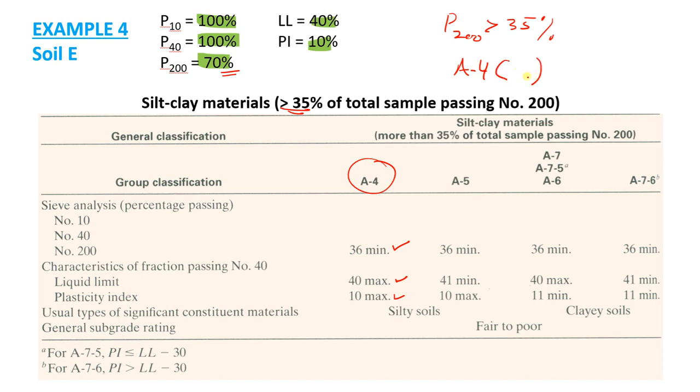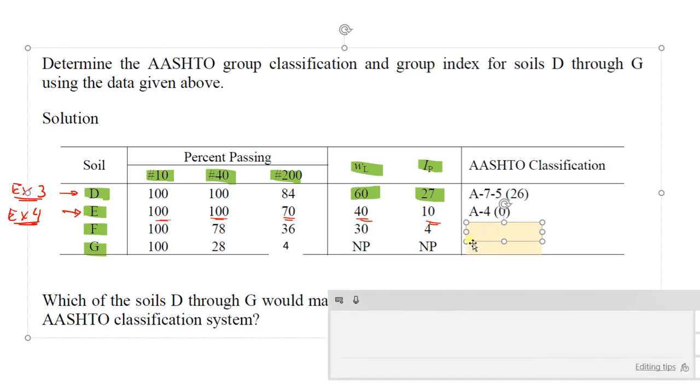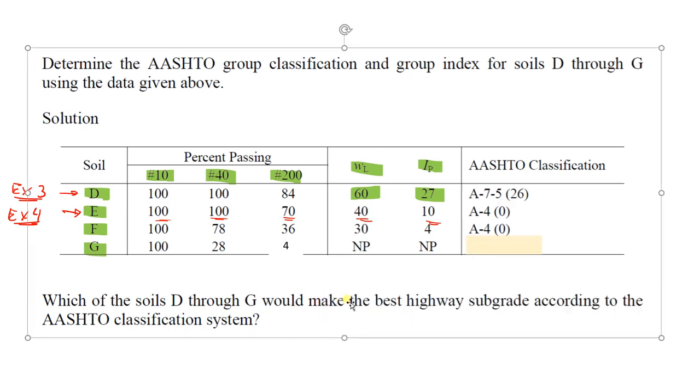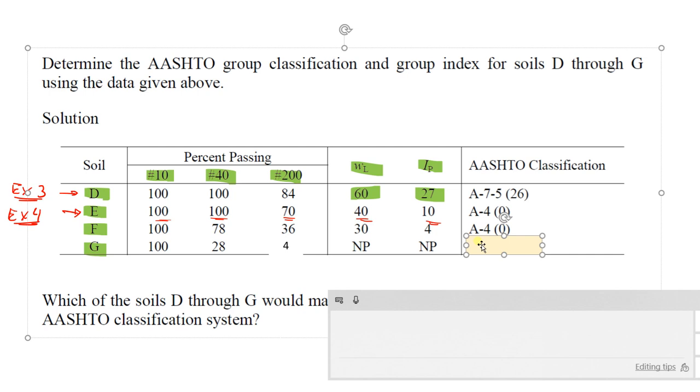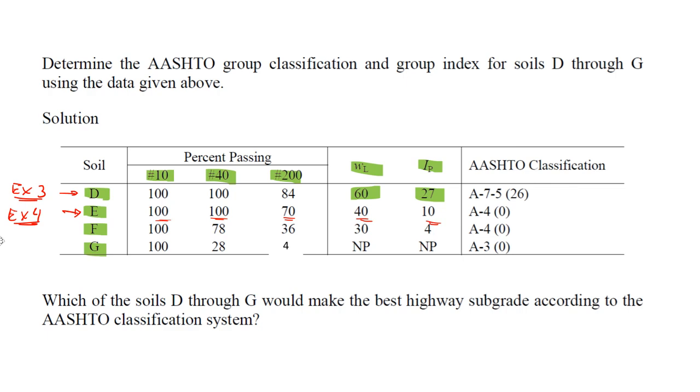Now you have to calculate what is group index. So do it yourself. I'll just go back and see what is this soil. So this is A4, and when you are going to calculate, group index is going to be 0. So you should try also this soil F. This is also A4 with group index 0, and you should try the soil G. This is A3 with the group index 0. Okay, try it yourself.